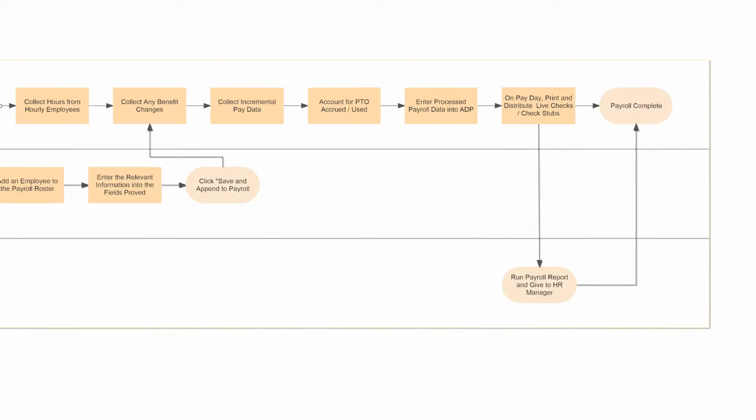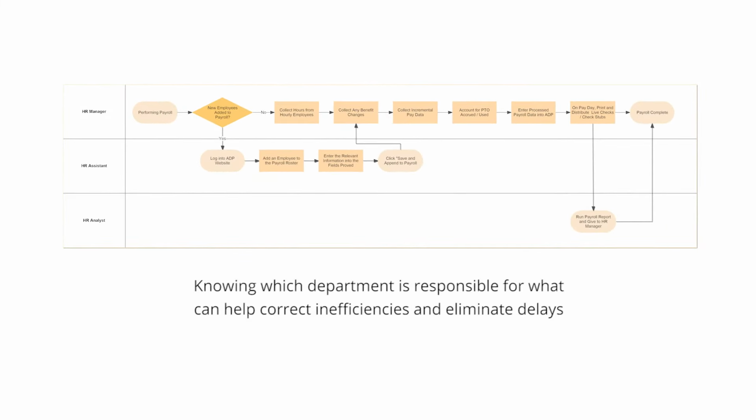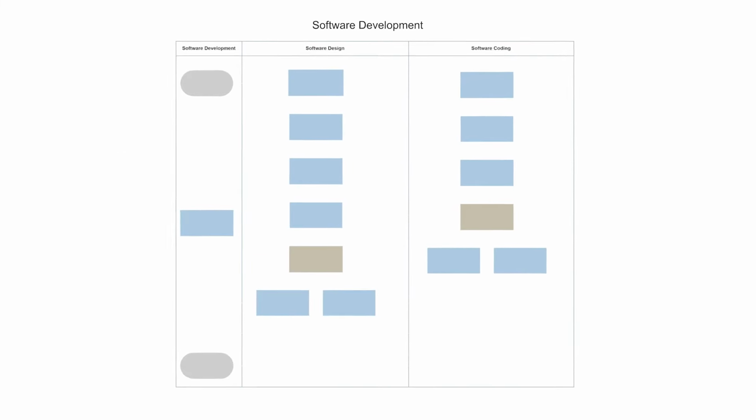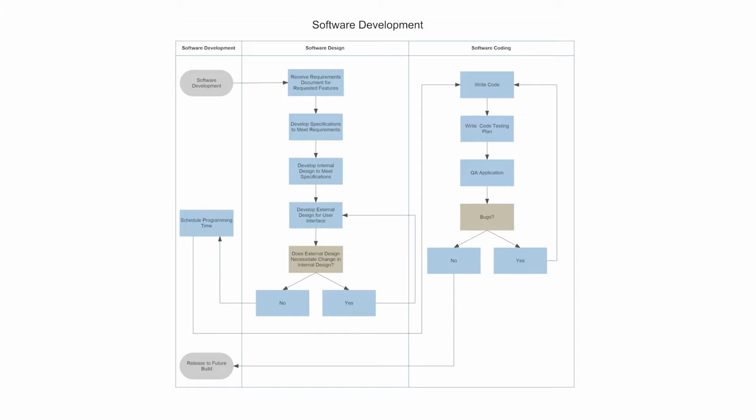When looking to improve processes, knowing which department is responsible for what can help speed up the process of correcting inefficiencies and eliminating delays. Swim lane diagrams are useful in many ways. Often they can help you streamline complex processes. During any process improvement initiative, swim lanes help identify not just the bottlenecks in a process, but also who is responsible for them.